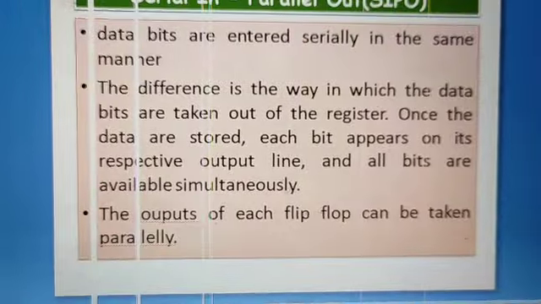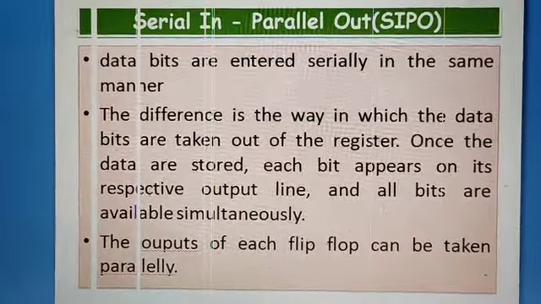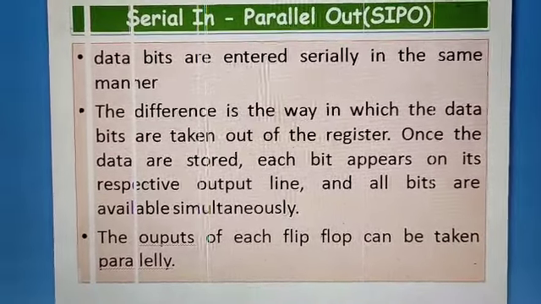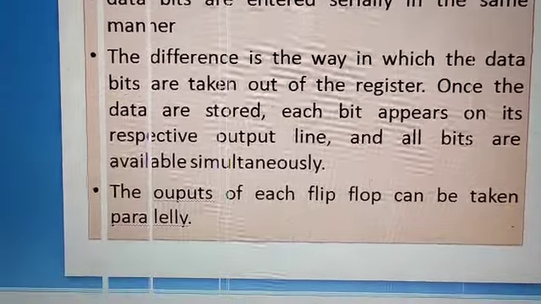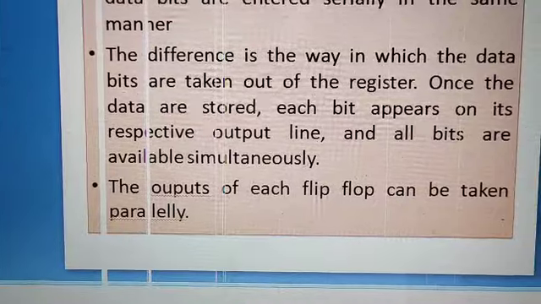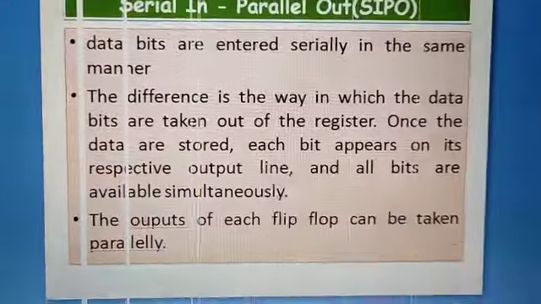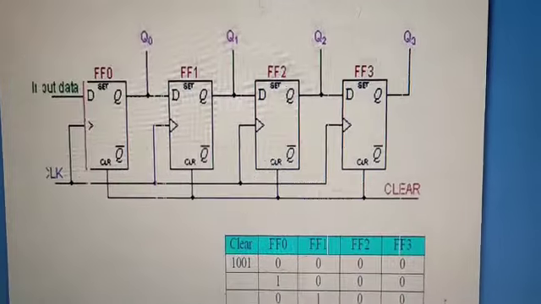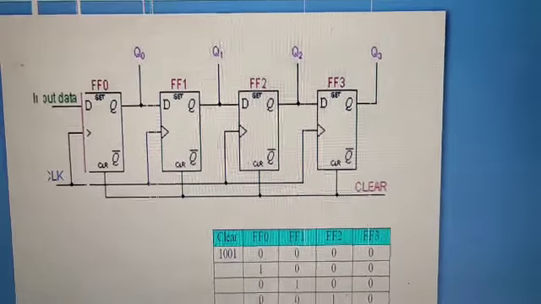parallel out. So in serial in parallel out shift register, data is given serially and the output is taken from each flip flops. Okay, so that means different output lines will be there. So parallelly you are going to take the output from each flip flops. See, this is the diagram. So same working you can give for this one also.